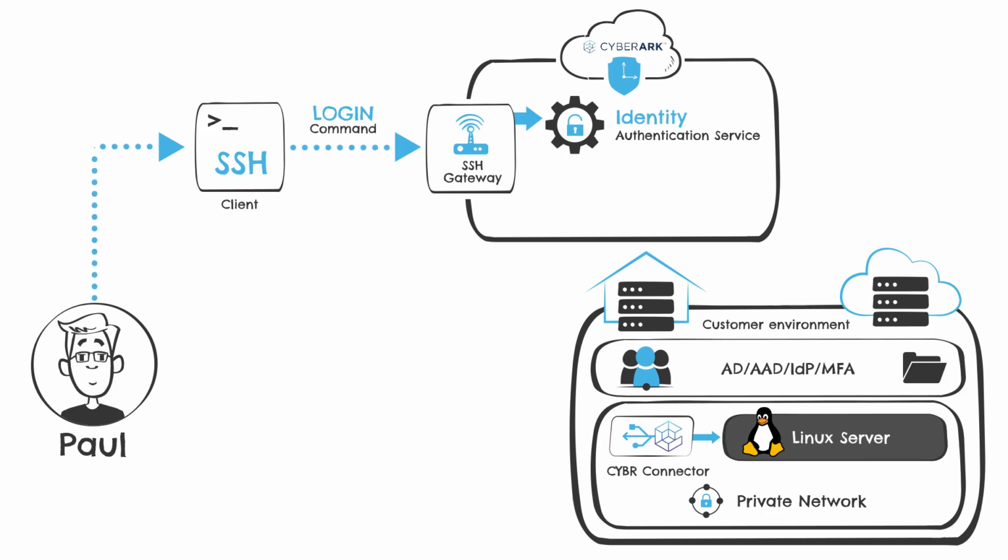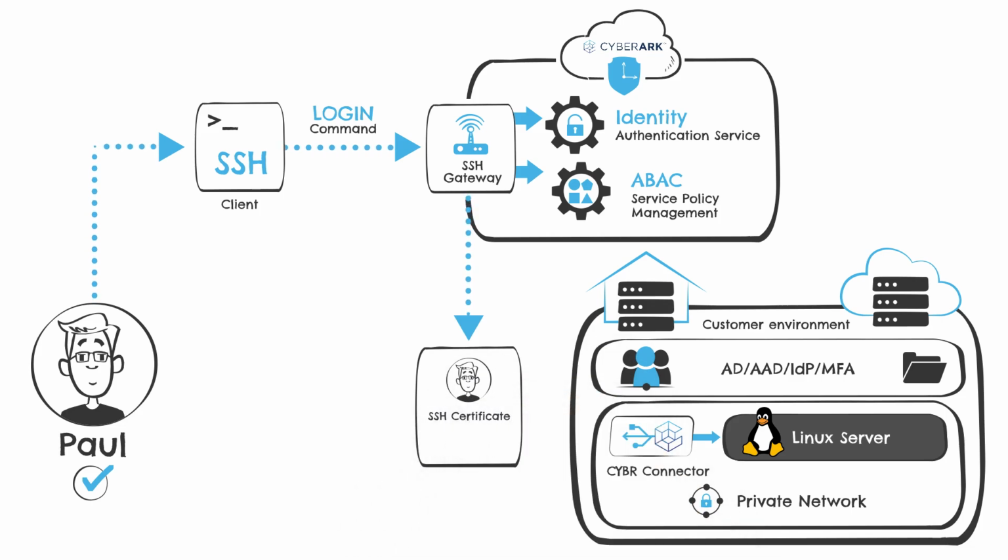If Paul needs to access the target using zero standing privileges, CyberArk checks if he is eligible to access the target with the requested privilege role, using attribute-based access control policies. CyberArk then creates a short-lived SSH certificate with Paul's details and his access profile. This generated certificate is used by the lightweight connector to establish a secure connection between Paul and the Linux target. The connection is initiated by the connector, so no inbound connectivity to the customer environment is required.